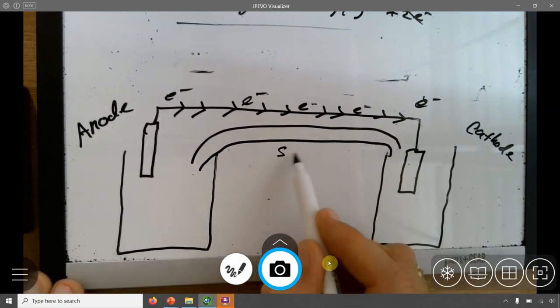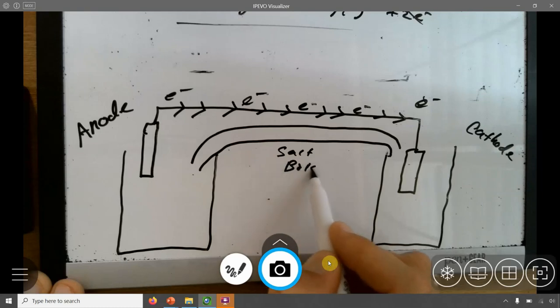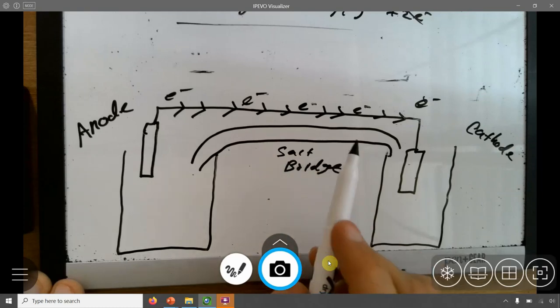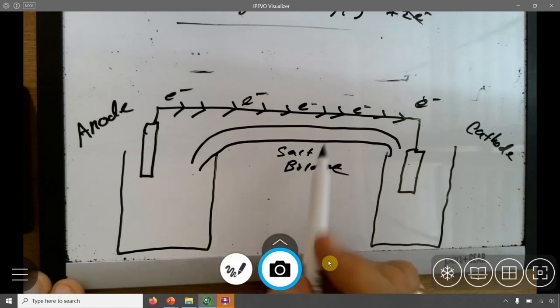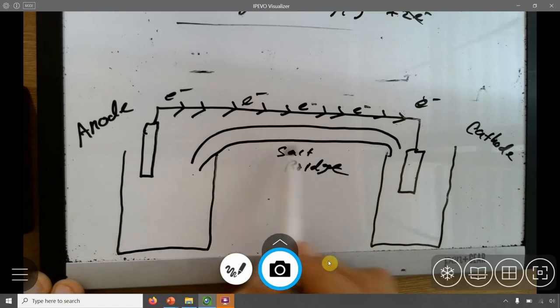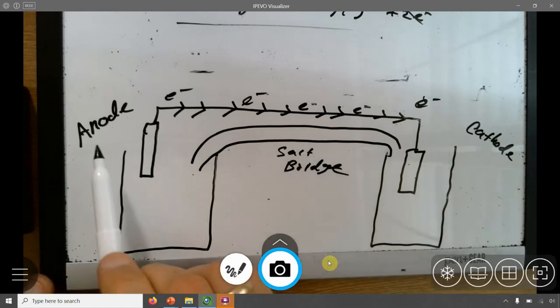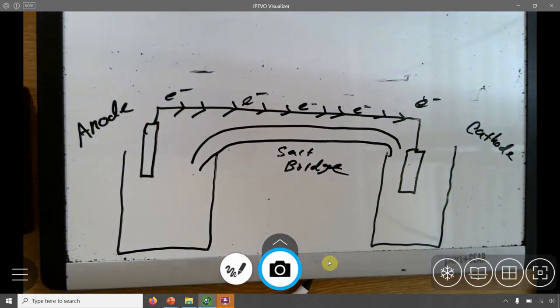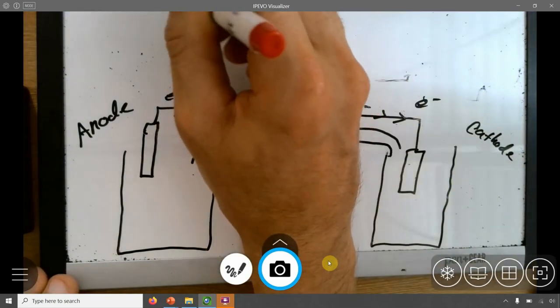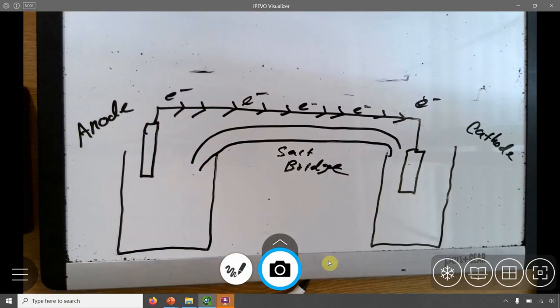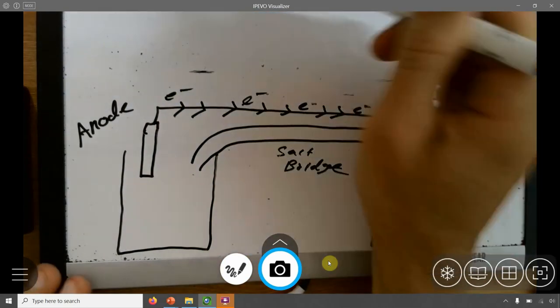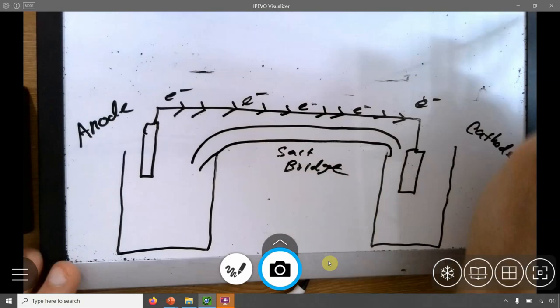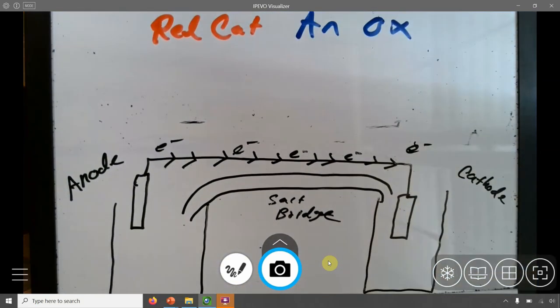So pretty safe bet you can just write this. This is going to be my salt bridge. Whatever the salt bridge is, I know that the negative ion will go towards the anode, the positive ion will go towards the cathode. Great. I also know, so let me just write this down here again, Red Cat and An Ox. Okay, so the reduction is at the cathode, and the oxidation is at the anode.